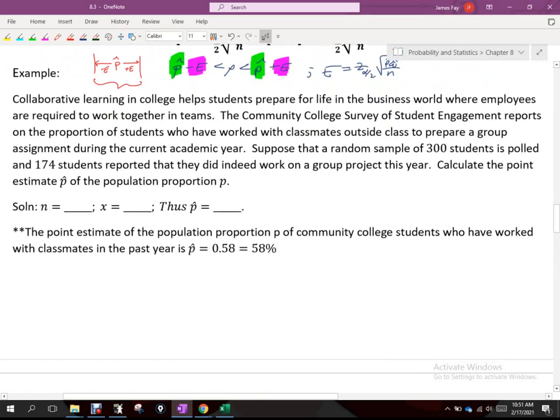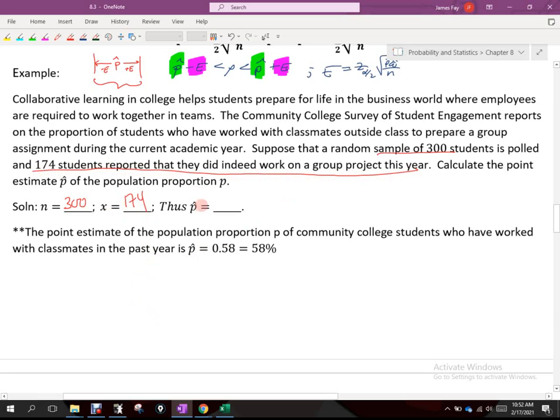All right, so it says collaborative learning in college helps students prepare for life in the business world where employees are required to work together in teams. The Community College Survey of Student Engagement reports on the proportion of students who have worked with classmates outside class to prepare a group assignment during the current academic year. So suppose that a random sample of 300 students. So what is that? 300 is what variable down there? Sample of 300, that's N. Okay. So 300 students is polled. 174 students reported that they did indeed work on a group project that year. That's X.